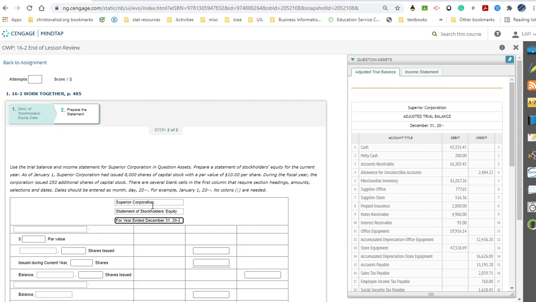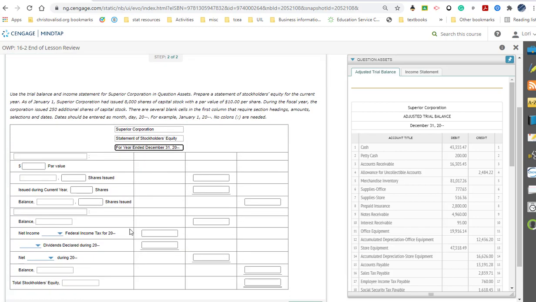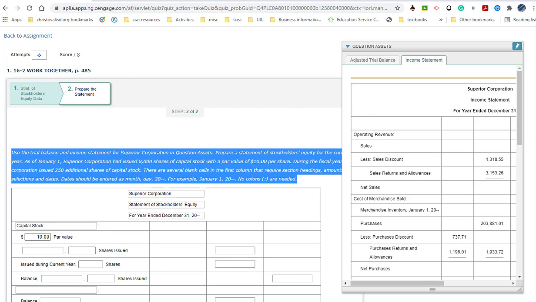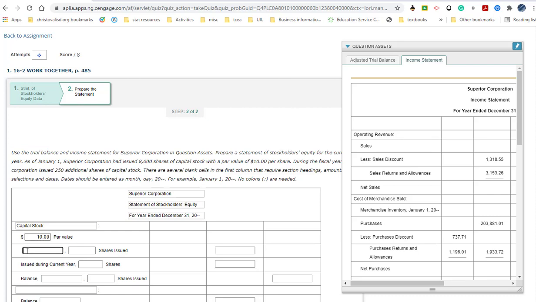I've already started it. We have the Superior Corporation Statement of Stockholders' Equity for the year ending December 31st, 2000. The first section is the capital stock. Per the information above, the par value is $10 per share. It says that 8,000 shares of capital stock were issued as of January 1st, 2000. And that makes us $80,000. During the current year, it says that they issued an additional 250 shares. When we multiply that by the $10 par value, it comes to 2,500.